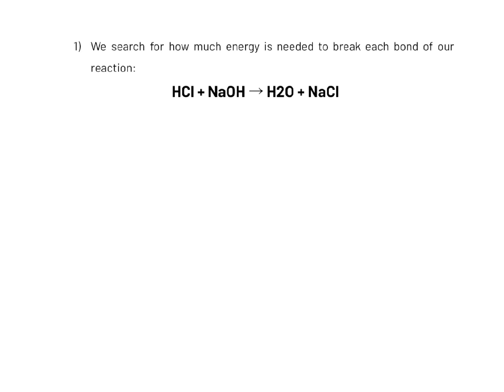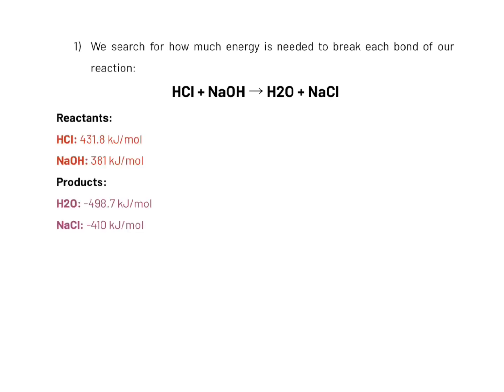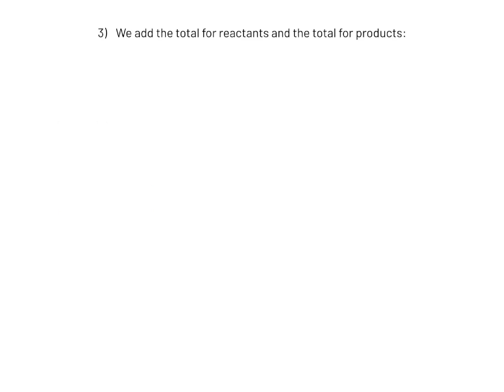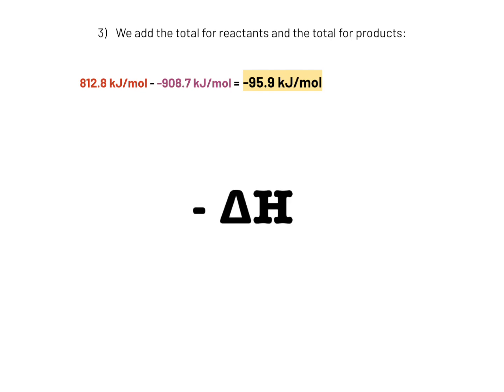First, we research how much energy is needed to break each bond of our reaction. Now, having that, we add the amount of energy from the two reactants and from the products. Finally, we add the total of reactants and the total for the products. The final answer is negative 95.9 kilojoules per mole. This reflects a negative delta and demonstrates that the reaction is indeed an exothermic reaction.